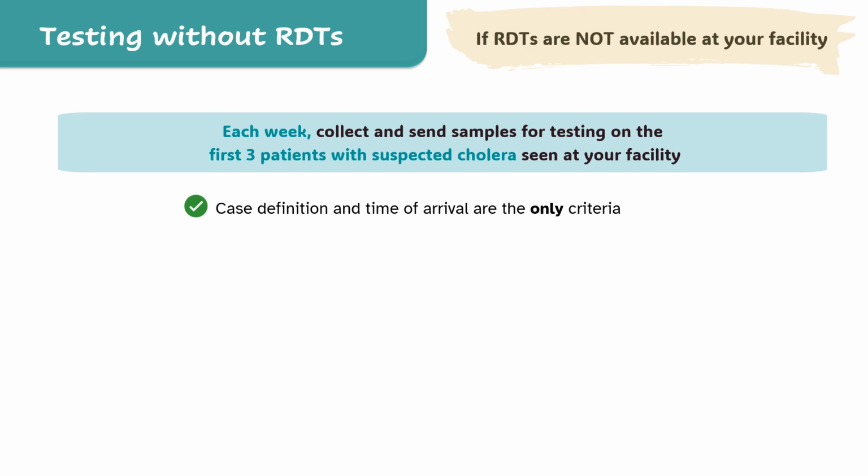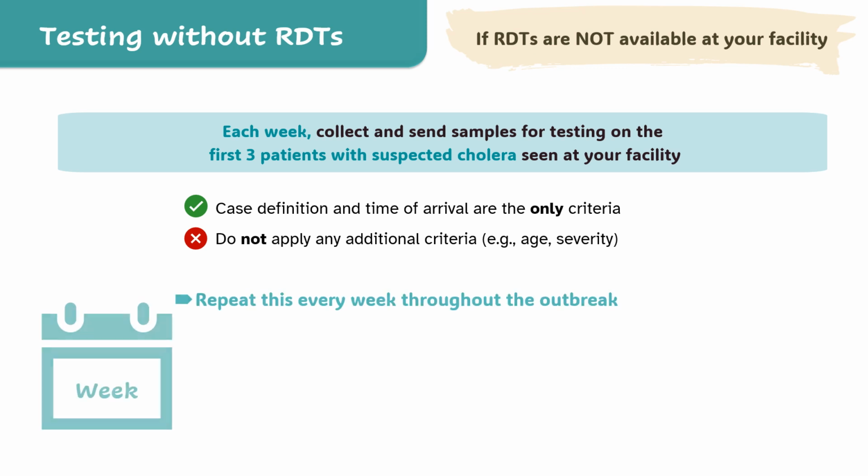The time of arrival is the only criteria to select 3 patients with suspected cholera for laboratory testing. Do not apply any additional criteria such as age or severity. This would bias the monitoring of the outbreak trend. Apply this weekly sampling scheme throughout the outbreak.